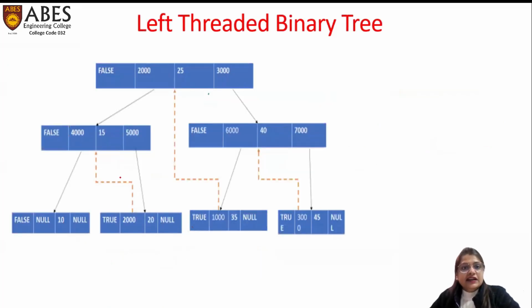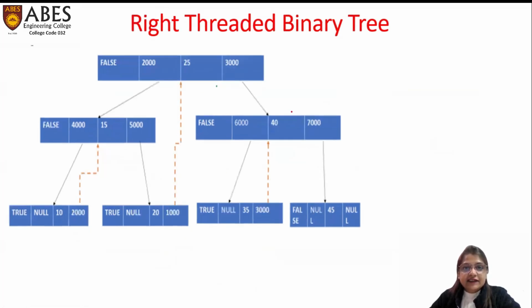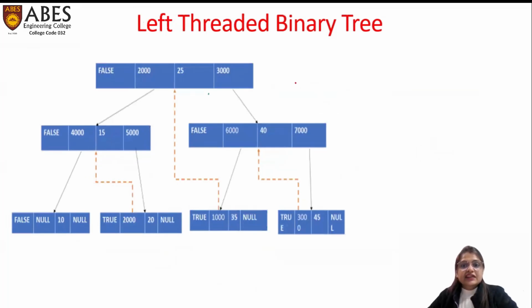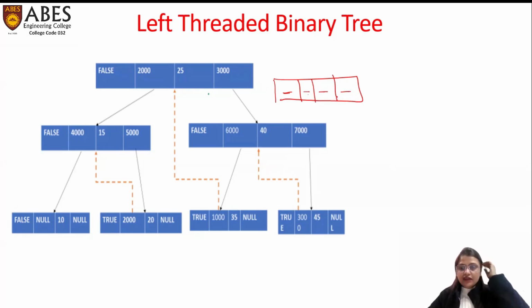This is the left threaded binary tree, as we have seen earlier as well. There is a node which consists of 4 parts. The first part tells whether it is utilizing the concept of threading or not. Then left thread, left child or null value. Then the info part. Then right child, right thread or null.